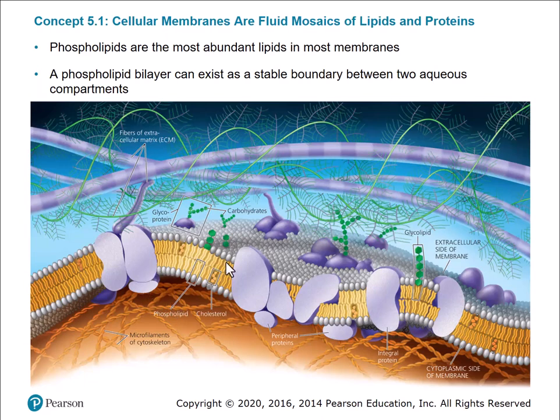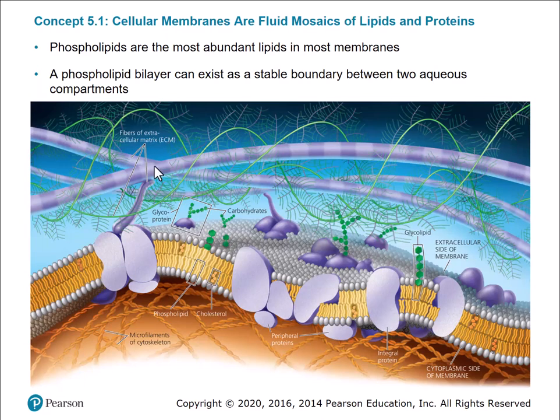Along with the phospholipids in the plasma membrane, we have cholesterol that helps to stabilize the plasma membrane. We have proteins that act as receptors, act as enzymes, and act as tunnels and channels through the plasma membrane. We will look in more detail at all the roles that proteins play in the plasma membrane. We'll also look at receptors such as our glycoproteins and our glycolipids that help in cell-to-cell recognition.